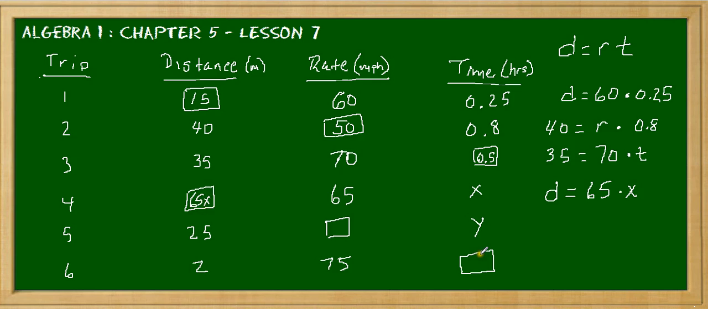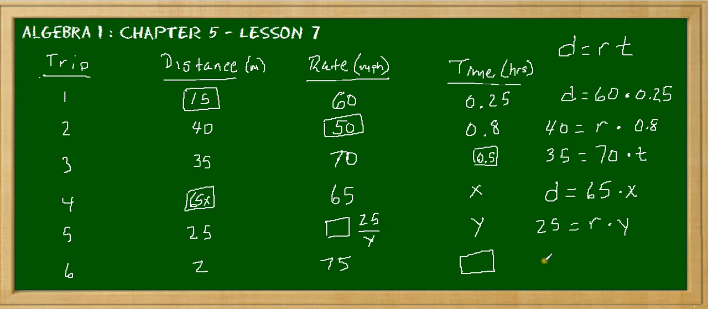All right, let's take a look now at number 5. We have 25 as a distance. We have an unknown rate, and we have y as the time. Okay, so for us to determine the rate, we would have to divide each side by y, wouldn't we? So our answer, unfortunately, I'm not even going to try to fit into that box. I'll just write it over here. Our answer here is really 25 divided by y.